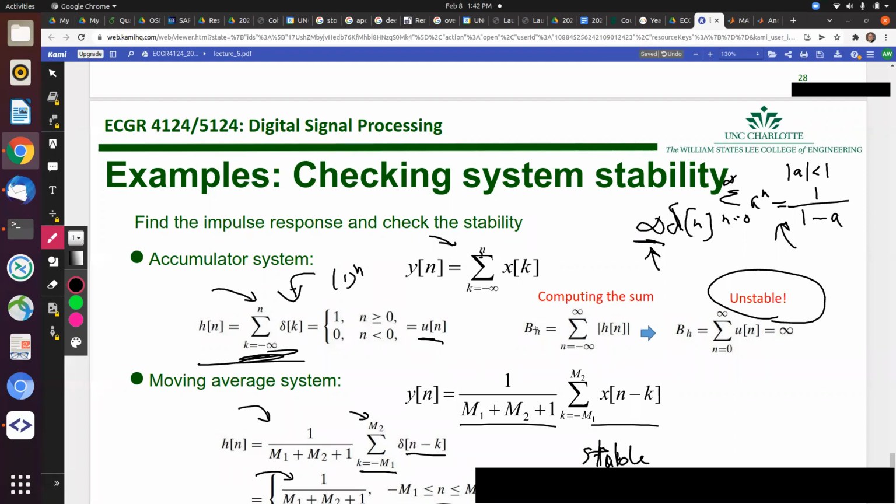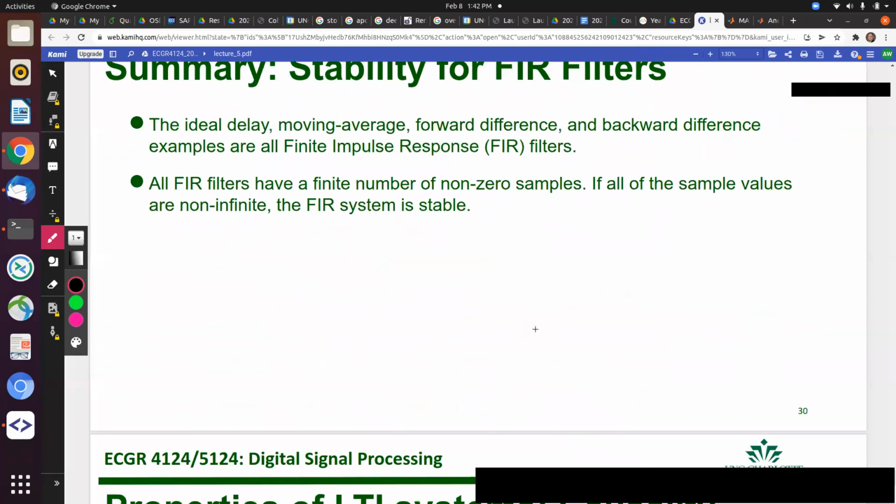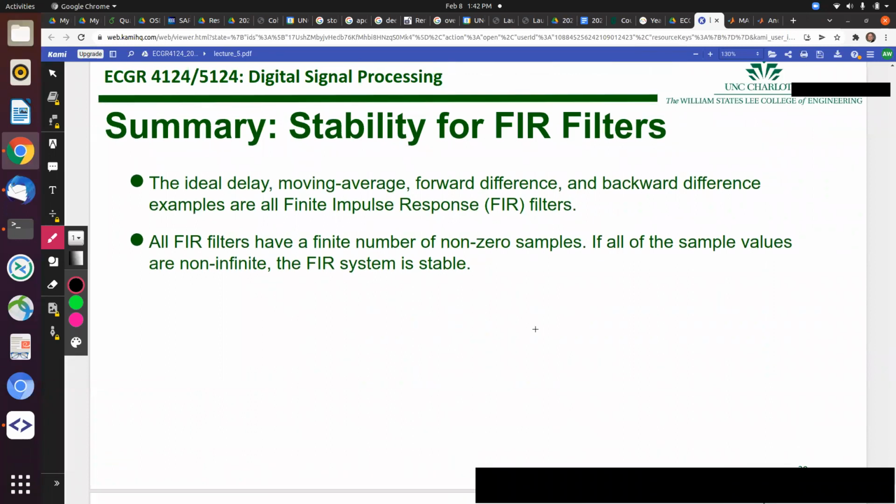This equation with a to the n comes up all the time, and you can even use it in unanticipated ways. So if it's an FIR filter, as long as all of its values are finite, it's stable. If it's an IIR filter, you've got to sit down and do analysis. Find out if the infinite sum that's part of that IIR filter is going to result in a finite sum. Usually that involves applying your geometric series.